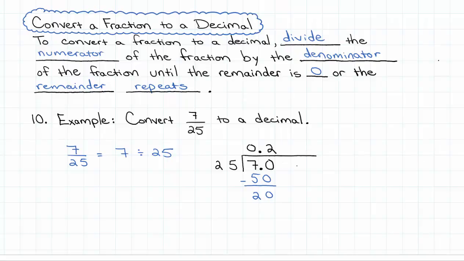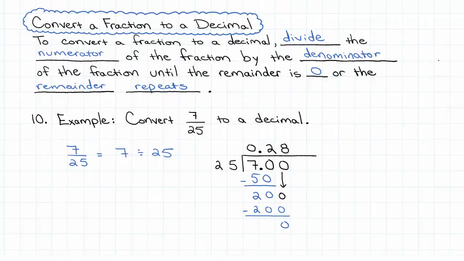And this remainder is not 0, and I need to keep on going to see if it actually repeats. So I'm going to add another 0. I'm going to bring this 0 down here and put it right here next to that 2 and ask myself, how many times does 25 go into 200? It goes into 200 8 times. Notice how I'm writing the 8 directly above the 0 that I just recently added here. And now I'm going to go 8 times 25 is 200. I'm going to subtract 200 from 200, and that's going to give me a 0.